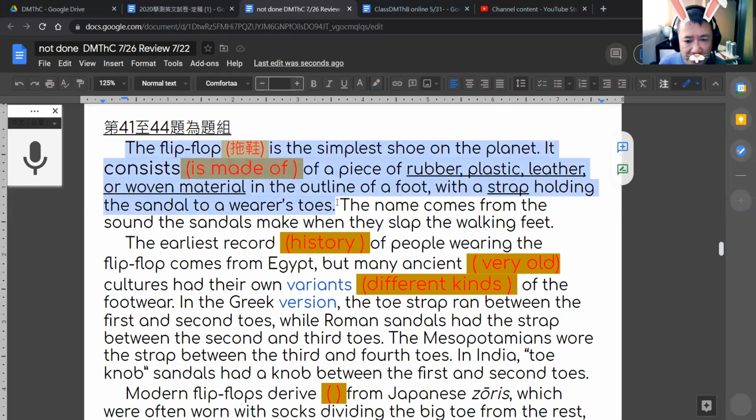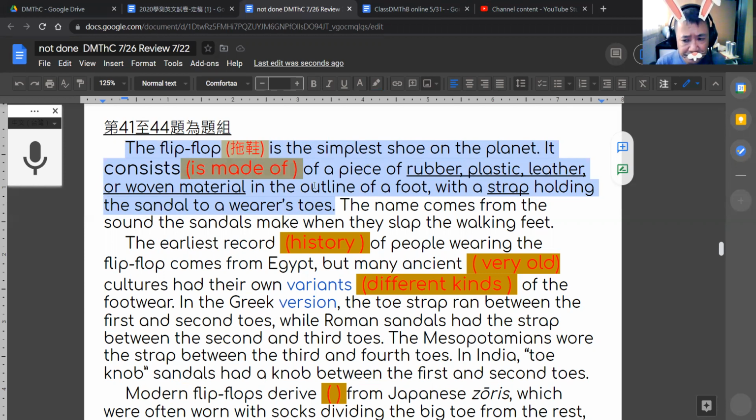The flip-flop is the simplest shoe on the planet. It consists of a piece of rubber, plastic, leather, or woven material in the outline of a foot, with a strap holding the sandal to a wearer's toes. This is a description, a 形容 of the flip-flop. Of course, you can visualize it. If you know a flip-flop is 拖鞋, then you know what it looks like. But it describes to you how it looks like.